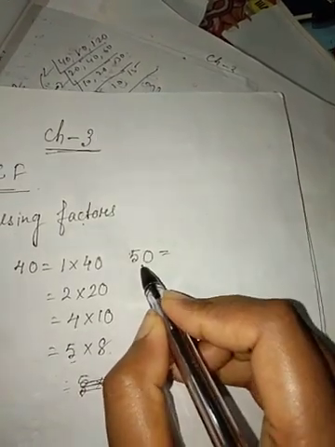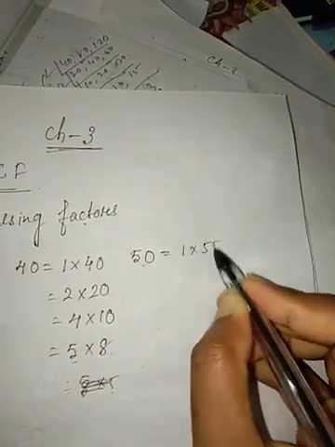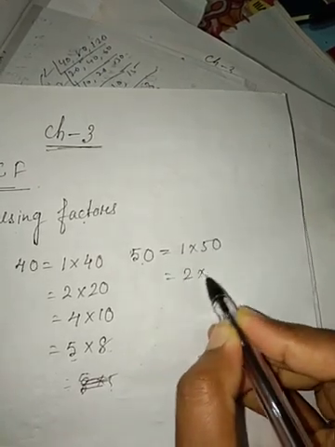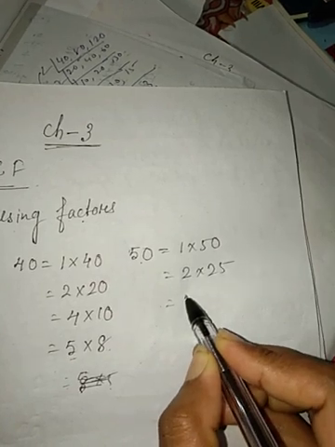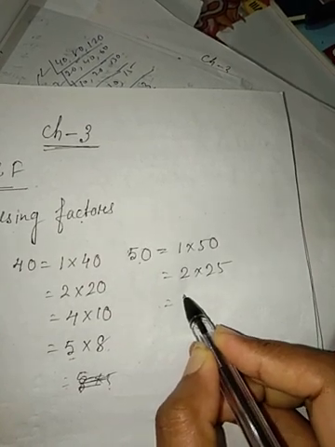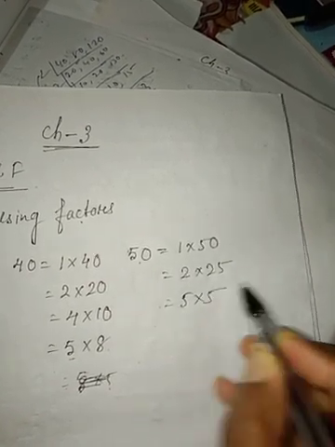Now see 50. 1 into 50, 2 into 25 is 50. Also, 5 into 10 is 50.